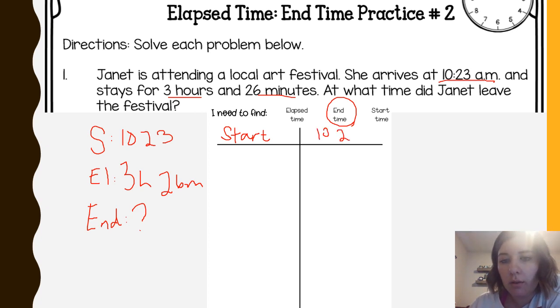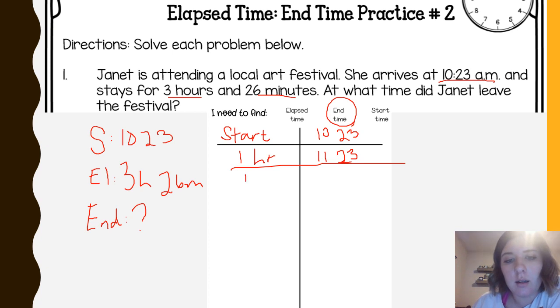So 10:23, now we're going to add time until we've added 3 hours and 26 minutes. You can add whatever you want. You could start with hours or minutes or 10 minutes or 3 hours or whatever. I'm going to start by adding 1 hour, and I'm always going to label hours and minutes. Okay, 10:23 plus 1 hour would be 11:23.